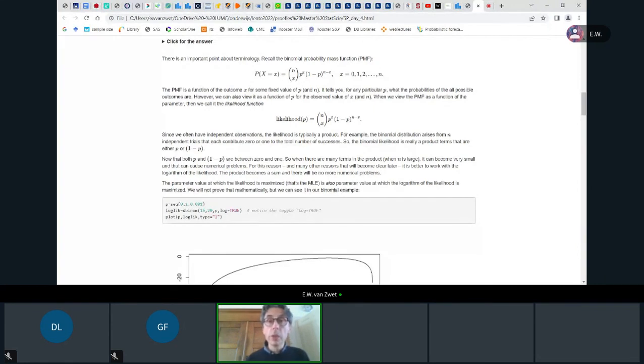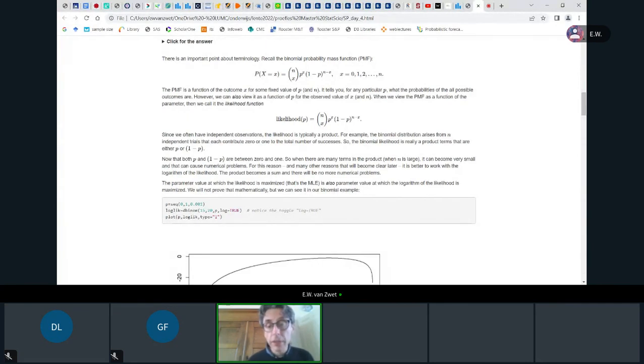And a computer can only represent small numbers up to a limit. Computers can only represent numbers that are, well, whatever the limit is of your computer, 10 to the minus 23 or whatever. And at some point, it doesn't represent those numbers anymore, or it will start to make mistakes. So the general lesson is that working in computers with very small numbers can get you really big mistakes. And to prevent that, you can work with the logarithm of the likelihood.